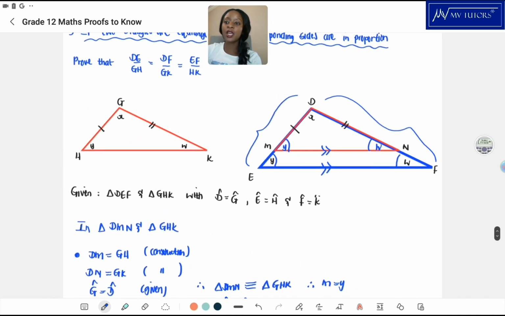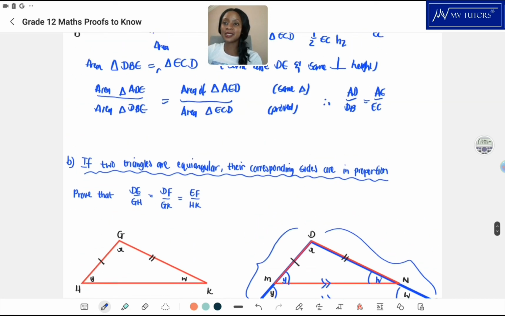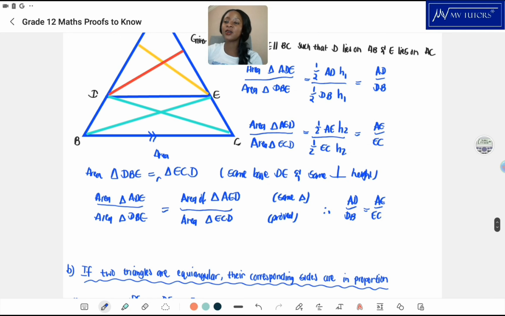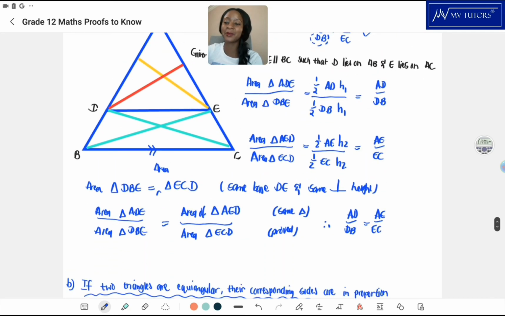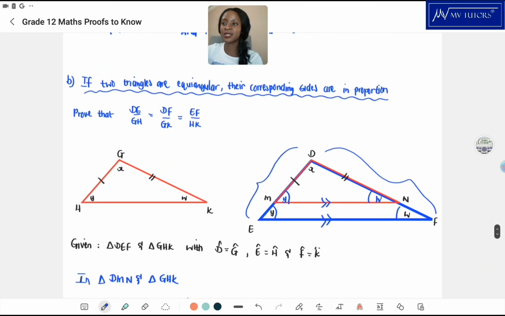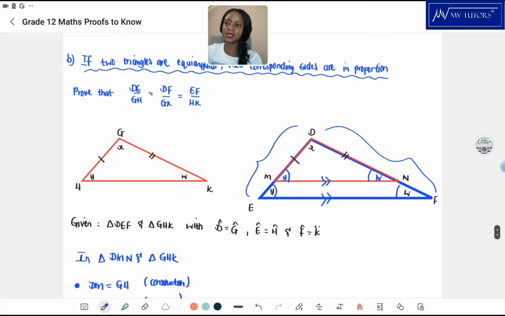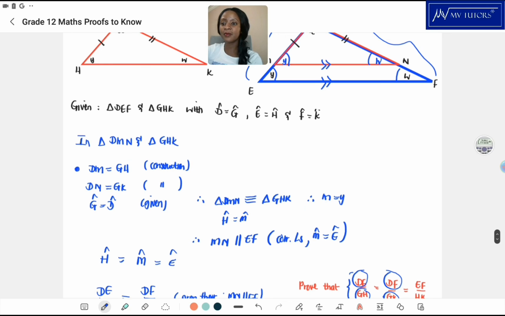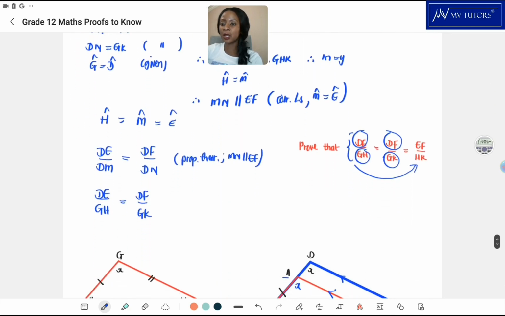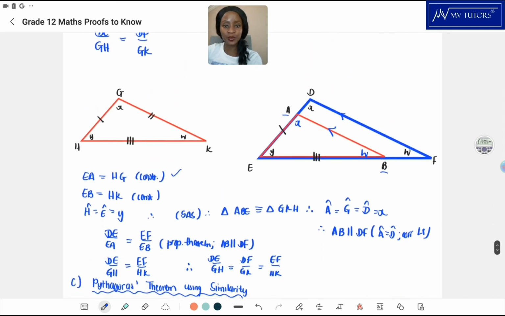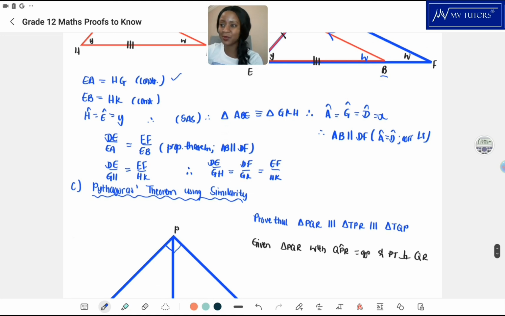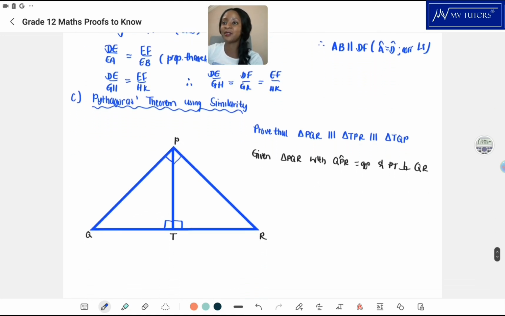Okay, so it took a bit of a while, but basically, guys, the thing about this question is construction. You're trying to construct it such that you can use the proportionality theorem, just like the previous one as well. You want to use the proportionality theorem here to prove that the corresponding sides are in proportion. All right, and then we have a look at the last proof. And then we're done with these proofs, guys. I'm so tired of them.